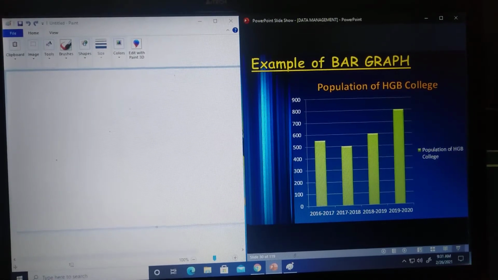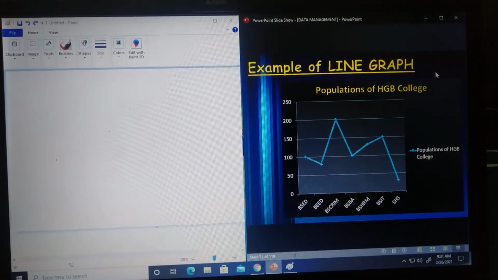Ang nakikita nyo ngayon, example ng vertical bar graph. Ayan. So, ang bilis lang makita, ang bilis lang malaman kung sino, kung ano dyan ang mas nakakaangat, mga ganon. Okay? For example, yan yung populations ng HGB by school year 2016 up to 2020. So, makikita natin na mas mataas yung number of students nung school year 2019 to 2020.